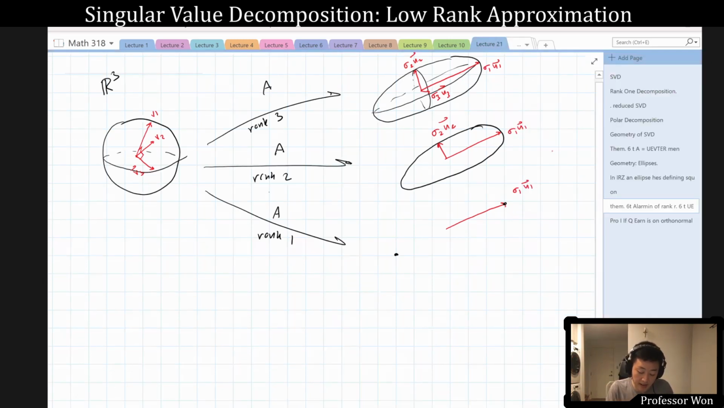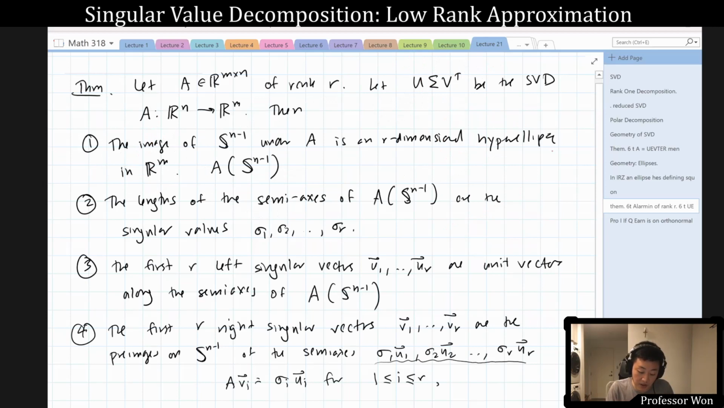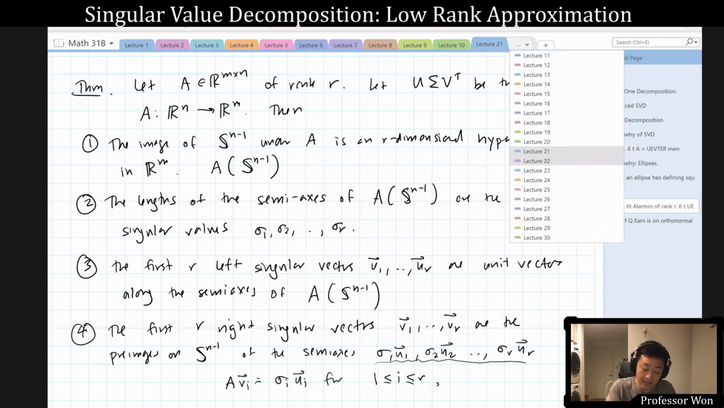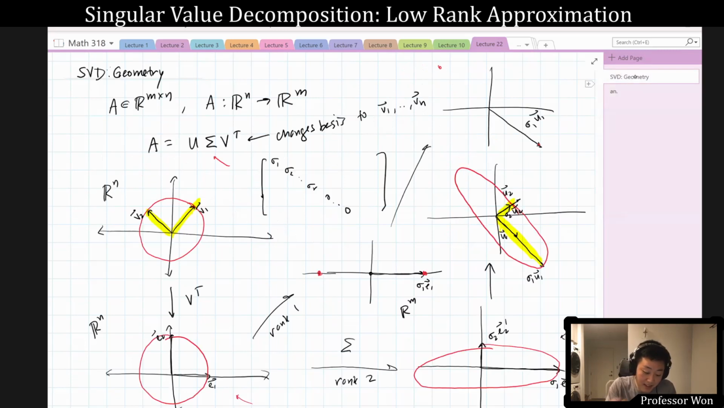Okay, and then the first r right singular vectors are the pre-images of the semi-axes. Well, that's encapsulated in all these pictures, I guess. The point is, what is the pre-image of this highlighted vector under A? Altogether, this whole thing gives you A. It's this vector here.